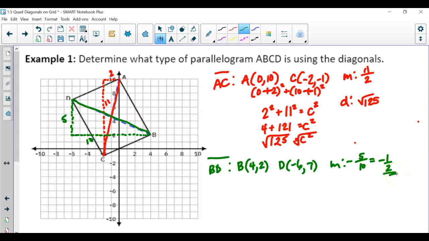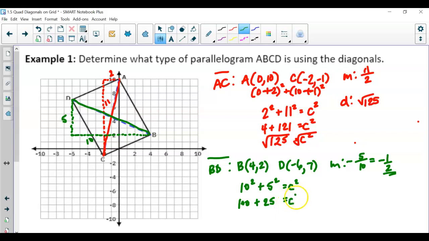Now let's continue finding distance. I'll stick with the Pythagorean theorem. So here we've got 10 squared plus 5 squared. If you decide to practice distance, you should have done 4 minus negative 6, which does give you 10 squared, which will be 100, plus 2 minus 7, which is negative 5, but negative 5 squared is the same as 5 squared, which is positive 25.